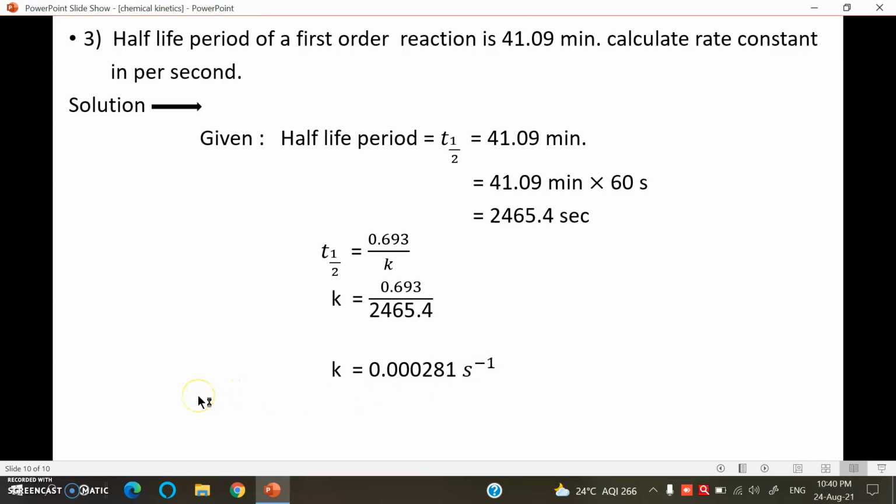So various types of examples in the board exam may be asked. Use the integrated rate equation for first order reaction, zero order reaction. Sometimes you have to calculate half-life time. Sometimes half-life time is given and you have to calculate the rate constant. So write the specific formula and using the substitution, calculate properly and write the answer. Okay. Thank you.